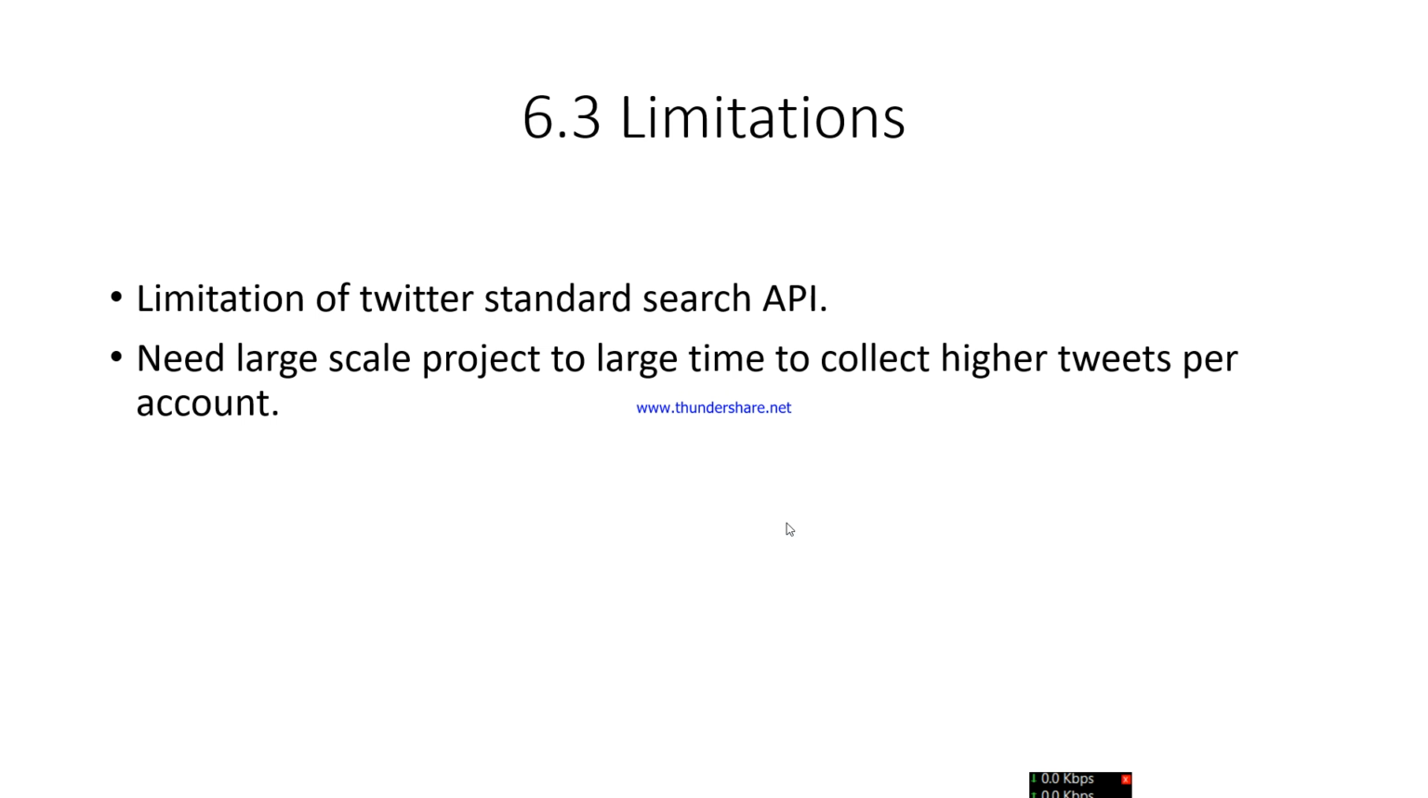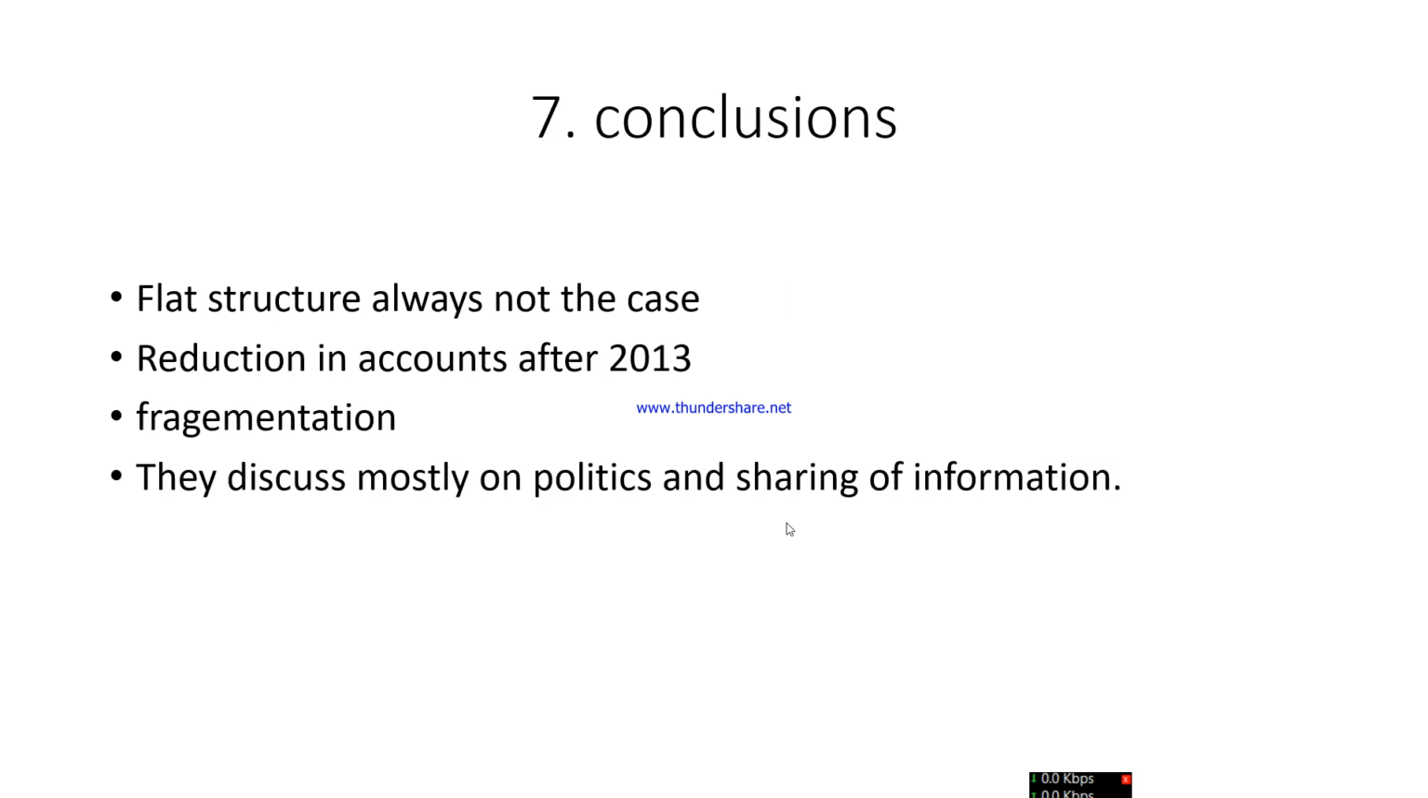There are two limitations of this research paper. The first limitation is that we cannot use the Twitter standard search API, which has some limitations. The next is that we have to collect a large number of tweets for each account, which needs a large-scale project. So we can conclude that they have a flat structure, but not always. Sometimes it's different.